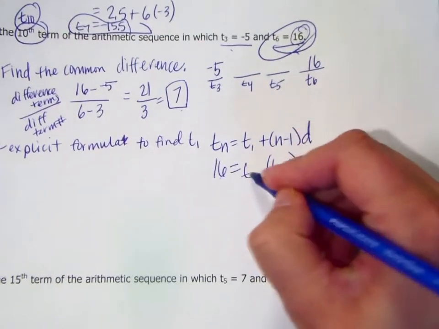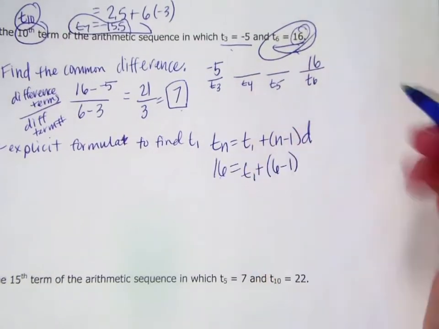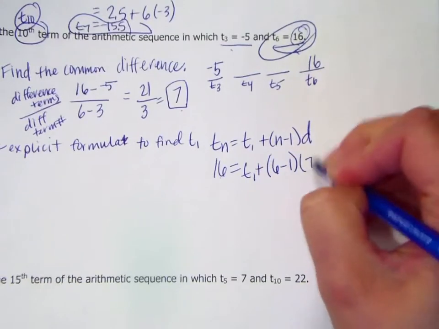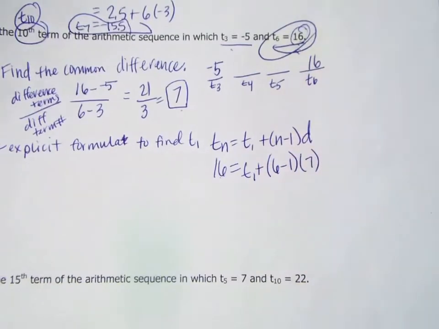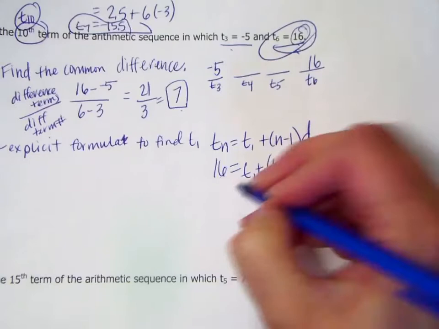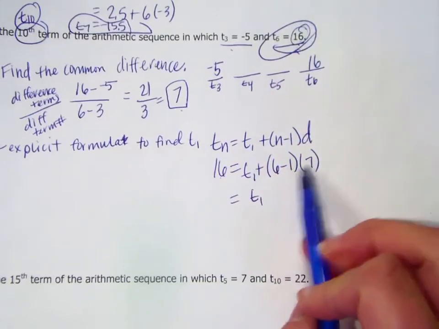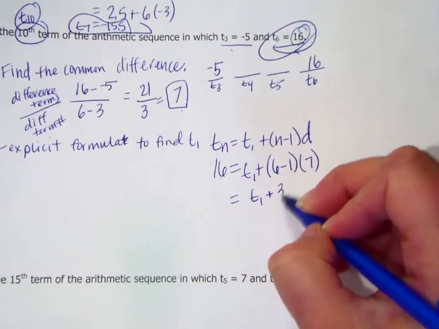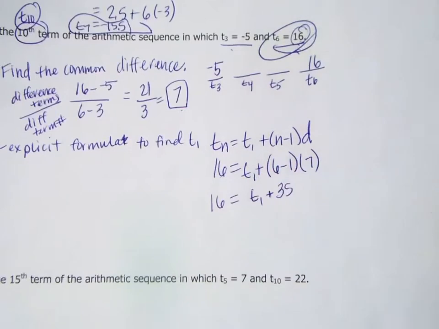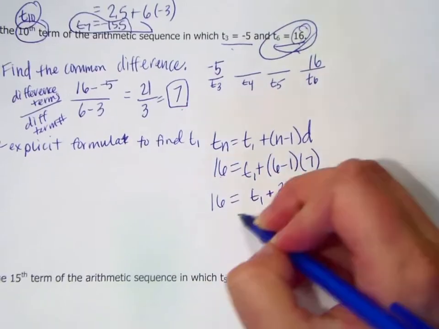We're looking for the first term, so that's just going to come down. And we found in the last part that the common difference is 7. So basically T1 starts as a variable. T1 is your variable, exactly. From here, just solve. So this is 6 minus 1, that's 5, times 7 is 35. And then subtract 35.